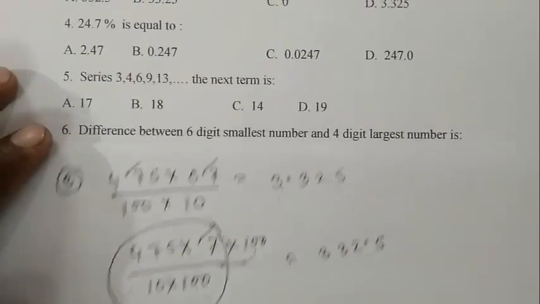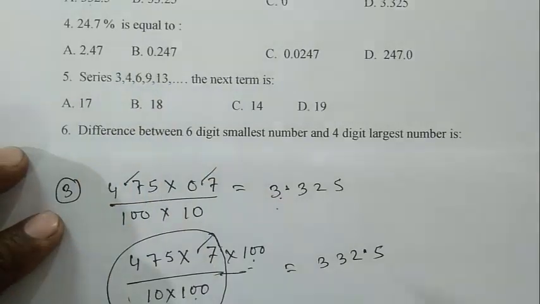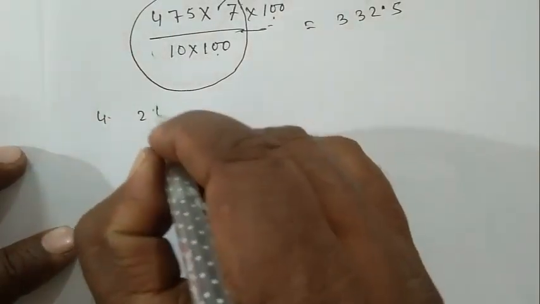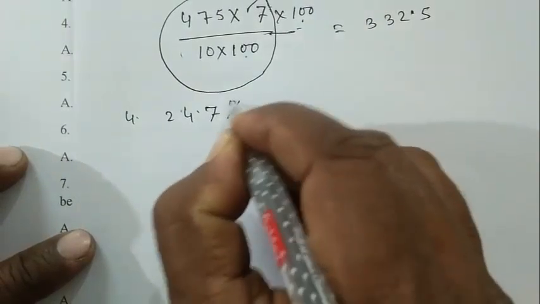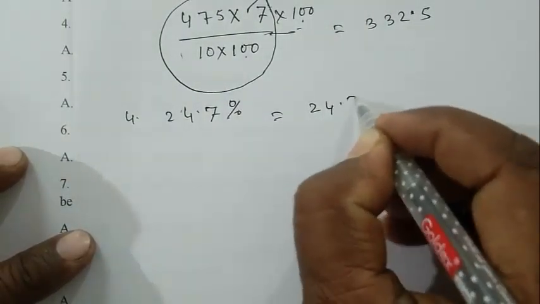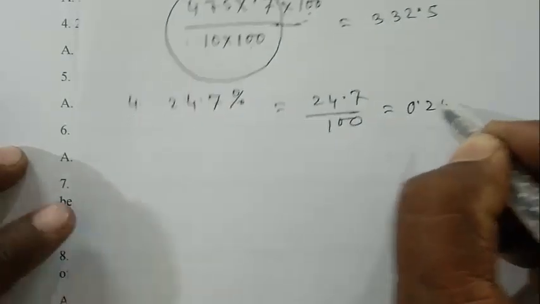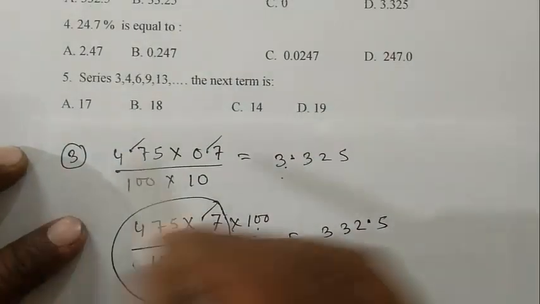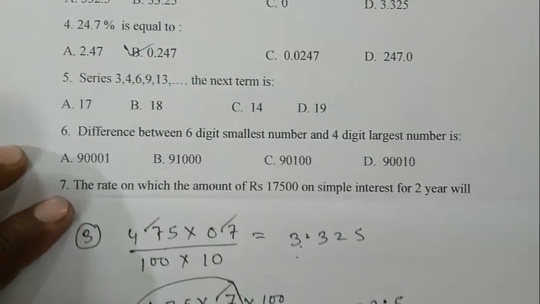Question number 4. 24.7% is equal to. Simply we know that 24.7%, that is 24.7 by 100, becomes 0.247. So B is the right answer.